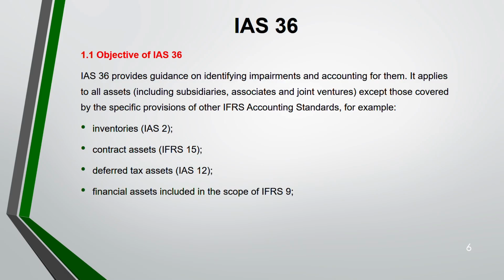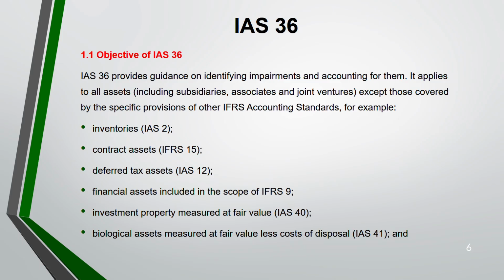I have yet to cover financial asset in the scope of IFRS 9, which I will be covering. Then your investment property measured at fair value, which will be accounted under IAS 40. I have done it. Biological asset, measured at fair value less cost to sell, will be measured according to IAS 41, that also I've covered, and non-current assets or disposal group held for sale, IFRS 5. This I've covered. This was the previous lecture, lecture 13. So except for these few standards, all the other assets, if they're impaired, will be dealt with according to the rule of IAS 36, except for those 7 standards.